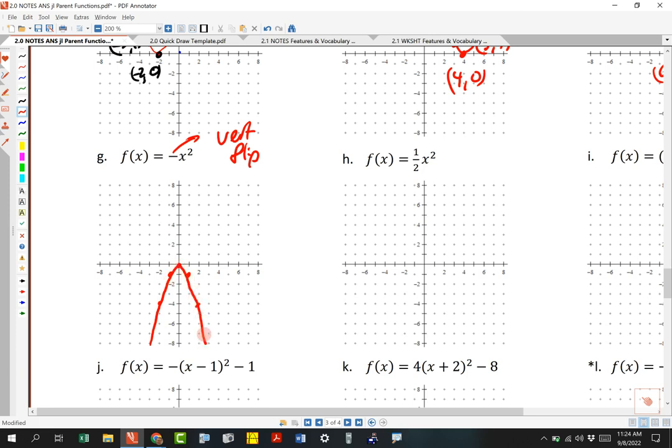Now on this one, I'm going to label all of them. So this is -2, -4, -1, -1, 0, 0, 1, -1, and 2, -4.